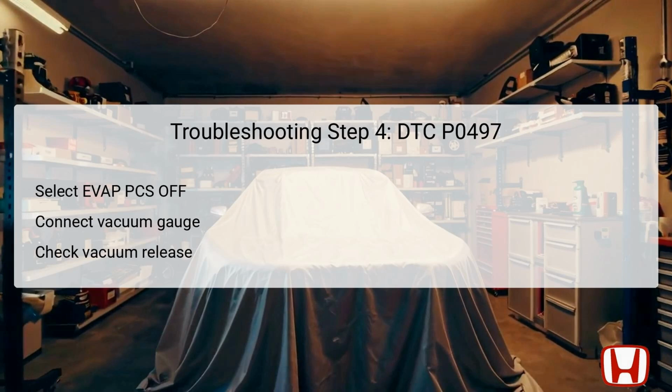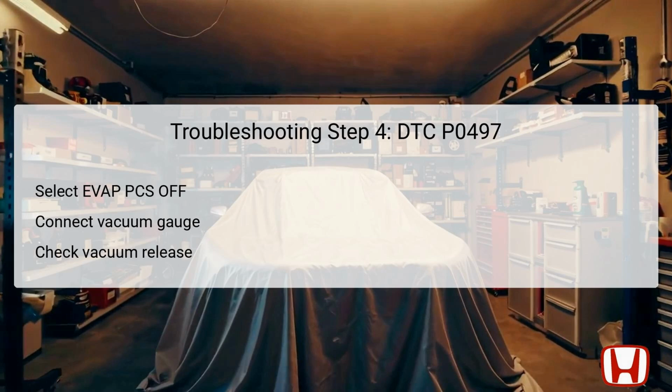Begin by setting the HDS to EVAP PCS off, which allows for an isolated test of the purge valve. Like before, you need to disconnect the vacuum hose from the purge valve. Next, connect your vacuum gauge and T-fitting to the valve. In this step, apply the same amount of vacuum, around 2 kPa or 0.6-inch height per second, to this valve. Upon selecting EVAP PCS on in the HDS, observe whether the vacuum releases immediately.